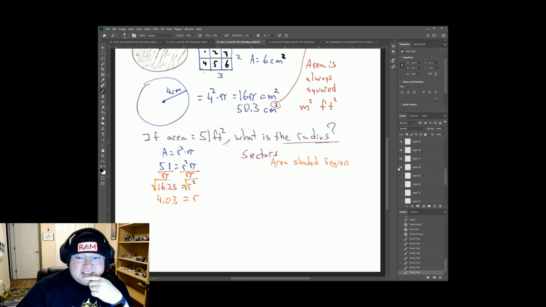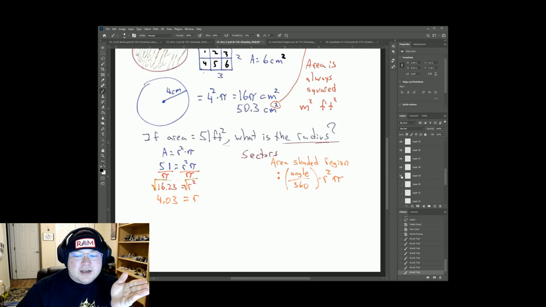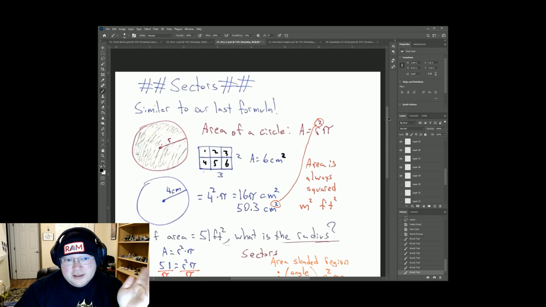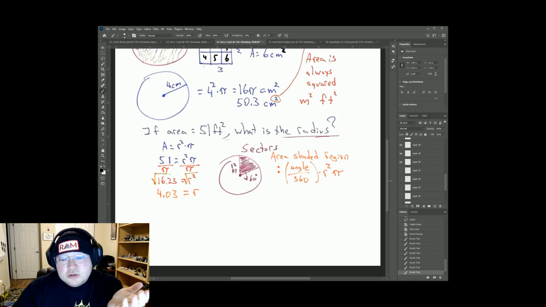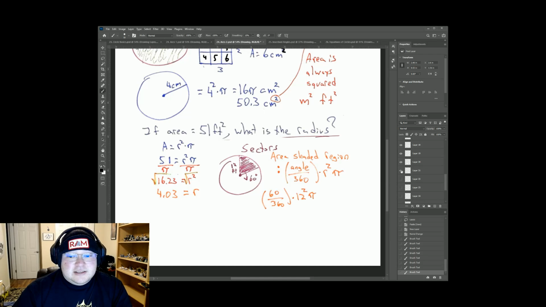Sectors. So a sector is the area of a shaded region. So it's basically what we were doing before, except with area. That's why I said it's similar to our last formula. It's because it's angle over 360, but instead of 2r pi, it's r squared pi. So it looks different. I'll have a little shaded part and say, find the area of that sector. But it's mostly the same thing, except it's r squared pi instead of 2r pi.